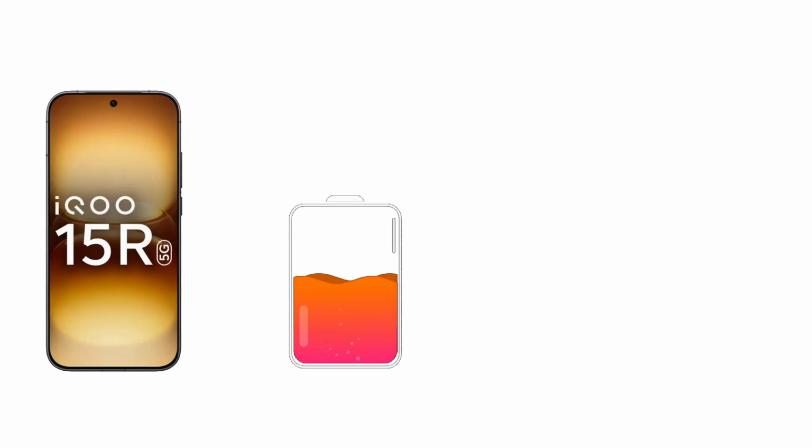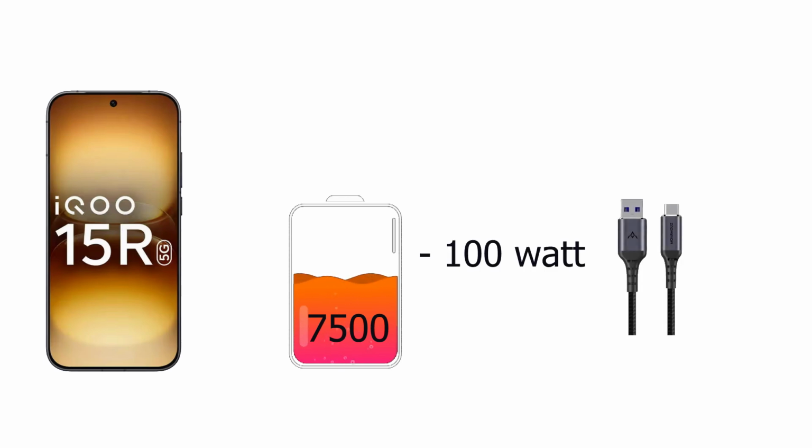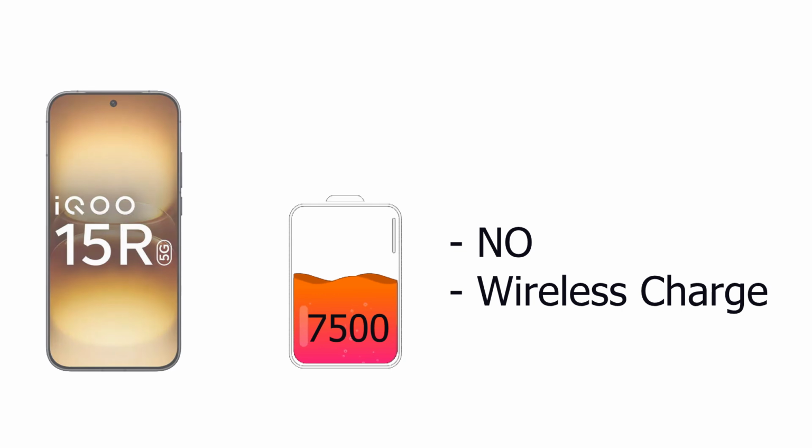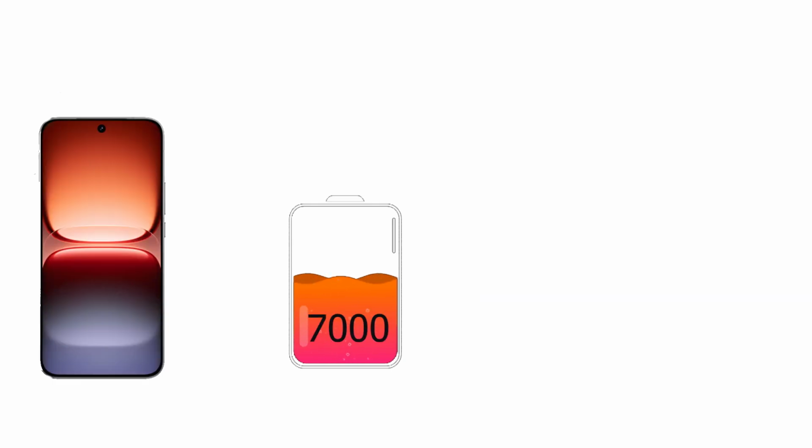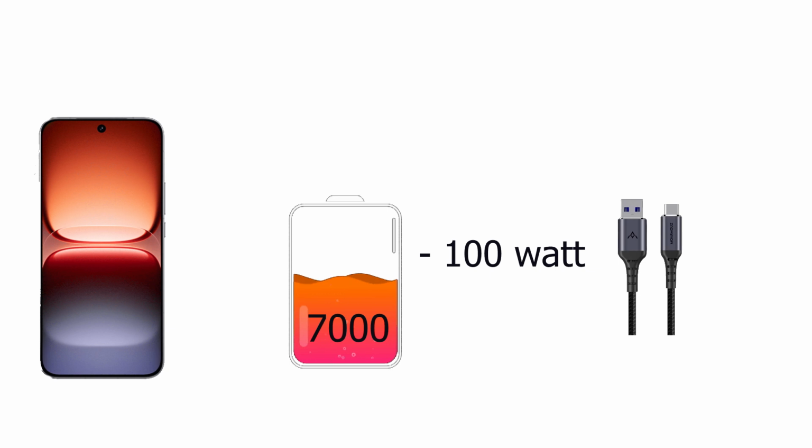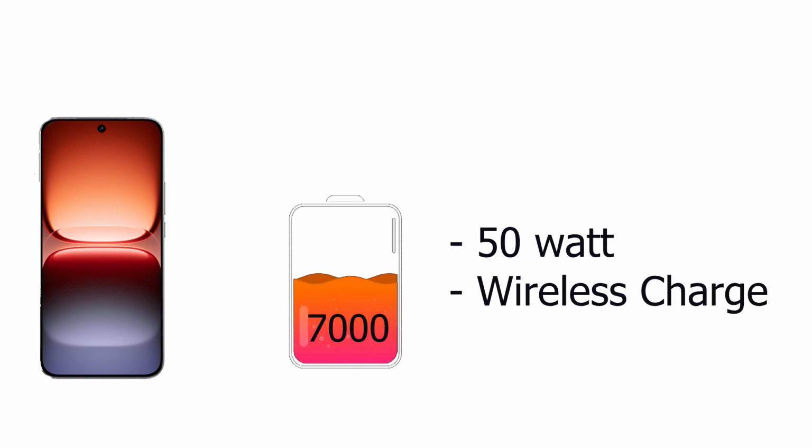There's no change, and we can also observe a difference in the battery section. The IQOO 15R mobile comes with a 7500 milliamps huge battery, and it supports 100 watts fast charge through wire only, no wireless charging. Whereas the IQOO 15 comes with a 7000 milliamps battery, but it does support 100 watts fast charge through wire, and it also supports 50 watts wireless and reverse wireless charging also.